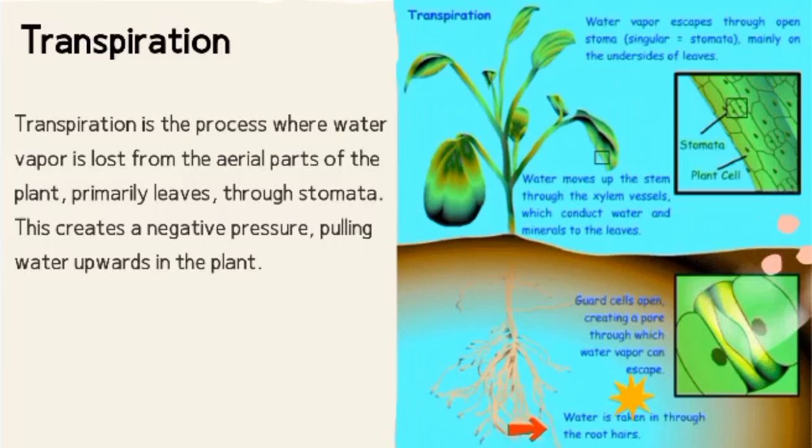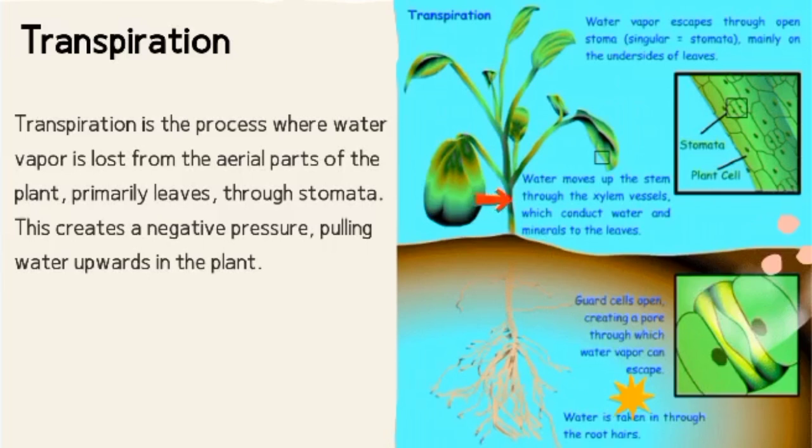First, water is taken in through the root hairs. Root hairs increase the surface area for absorption, allowing the plant to take in more water and dissolved minerals from the soil. This water enters the root cells through osmosis, beginning its journey through the plant.